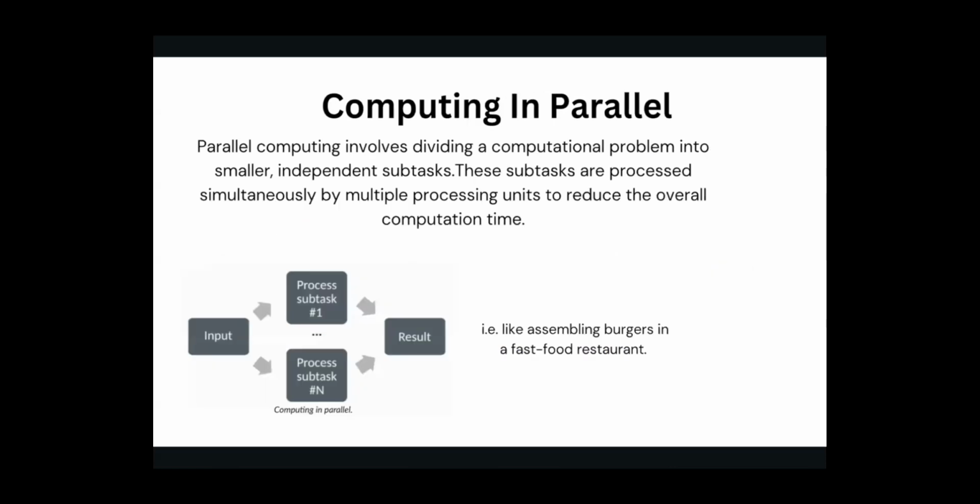Moving forward, we understand the transistors, and now if we want to do some computation in parallel, what does this mean? Parallel computing involves dividing a computational problem into smaller, independent subtasks. Our goal is to do computation in parallel. That means we have to divide our tasks into smaller chunks so that we can process them simultaneously, and if we have multiple processing units inside our computer, they will be used to process them, and the overall computational time is reduced.